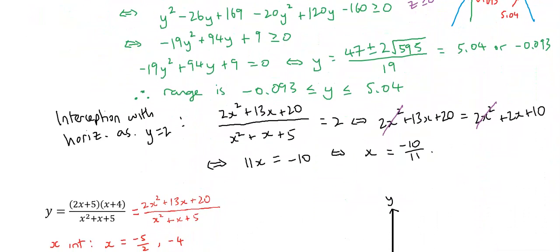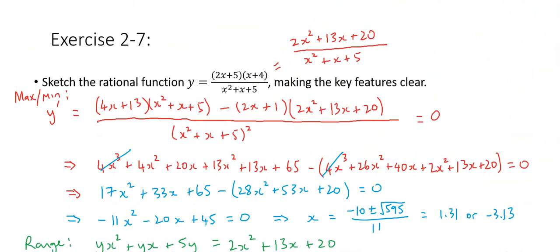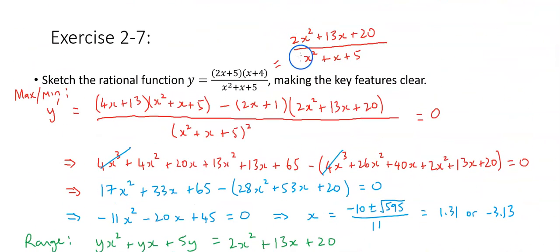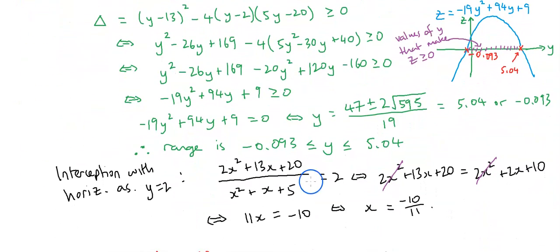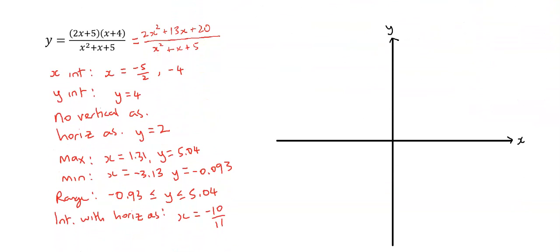And finally, just calculating whether there's an intersection with the horizontal asymptote, which is clearly y equals 2, because 2 divided by 1 is 2. And we find out that it intercepts with the horizontal asymptote when x is equal to negative 10 over 11. And then lastly, just compiling all this information here, we are ready to draw the graph.